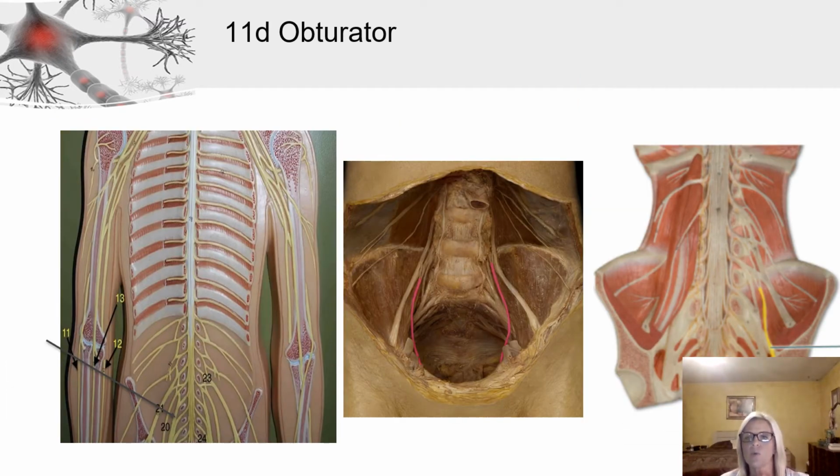All right, so now here we can see the obturator. This is going to originate from L2 to L4. It innervates the obturator muscles, adductor longus, brevis, and gracilis. All right, and so obturator, and you can see it over here on this diagram right there as it is coming out and branching down.